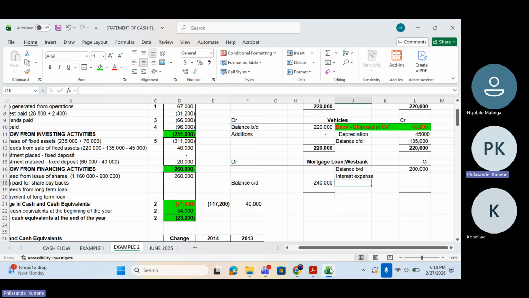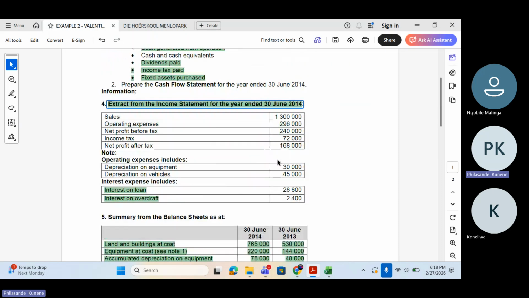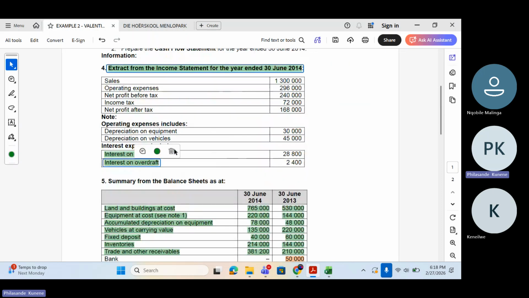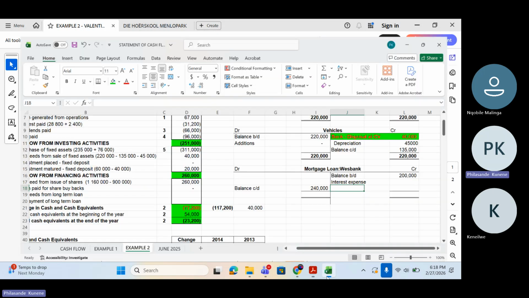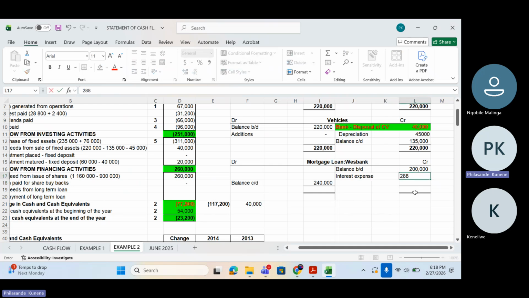Then we need to go and check how much we have as the interest on loan. By looking at the things here, we have interest on loan of how much? 28,800 rands, which is the interest on loan. Okay. That is our interest on loan.